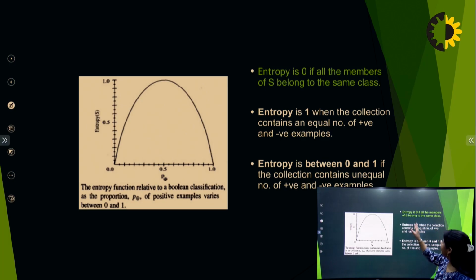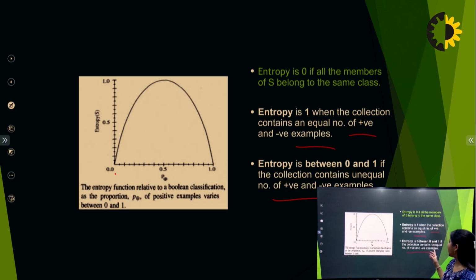Entropy is 0 if all the members of S belong to the same class. If all the values in the data set belong to the yes class, then entropy automatically becomes 0. And entropy is 1 when we have an equal number of positive and negative examples, meaning if we have 50% positive and 50% negative, then entropy will be 1.